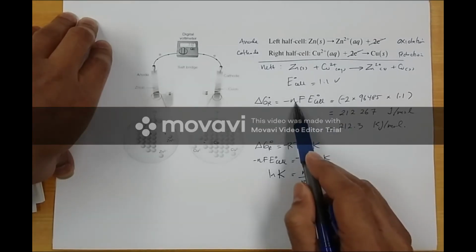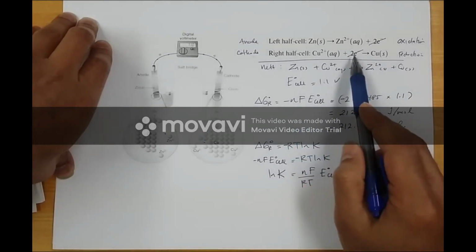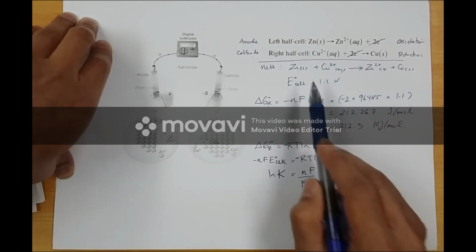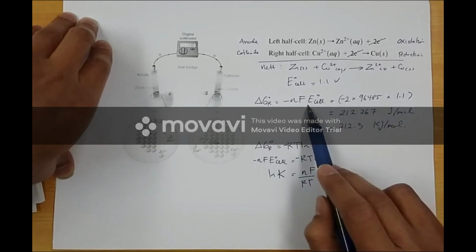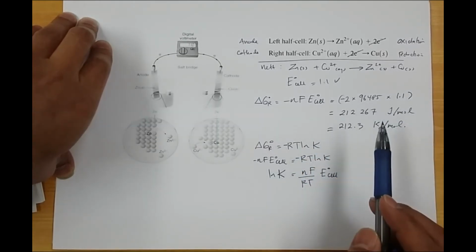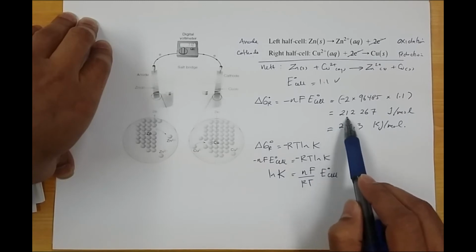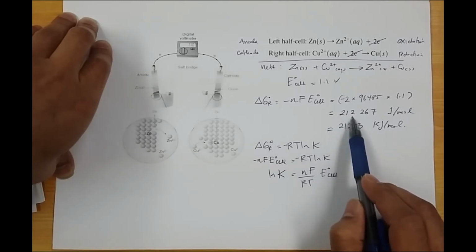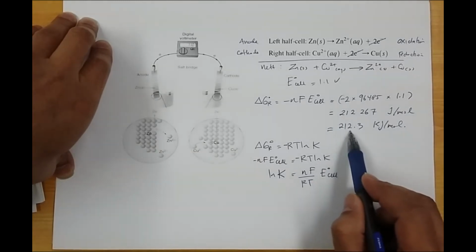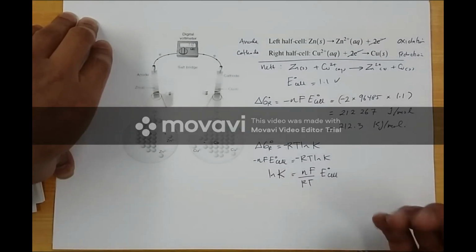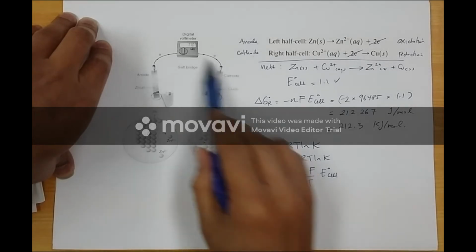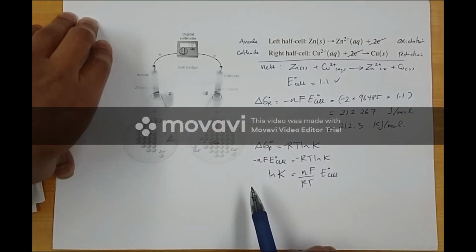N here is the number of electrons participating in the oxidation reduction reaction, which is 2, and E naught of the cell is 1.1. So the calculation gives 212,267 joule per mole, or 212.3 kilojoule per mole. That's the Gibbs free energy that you can take if you do this reaction at standard conditions.